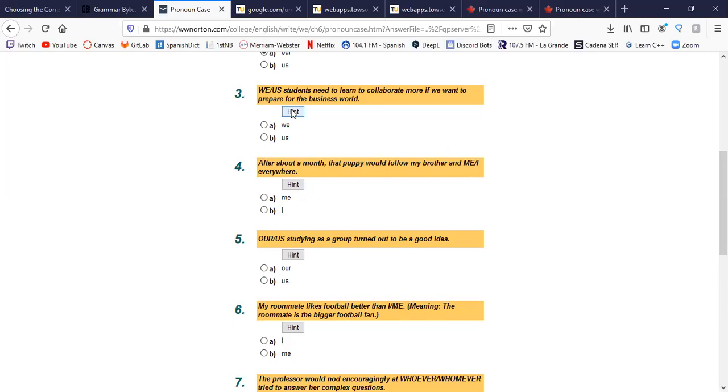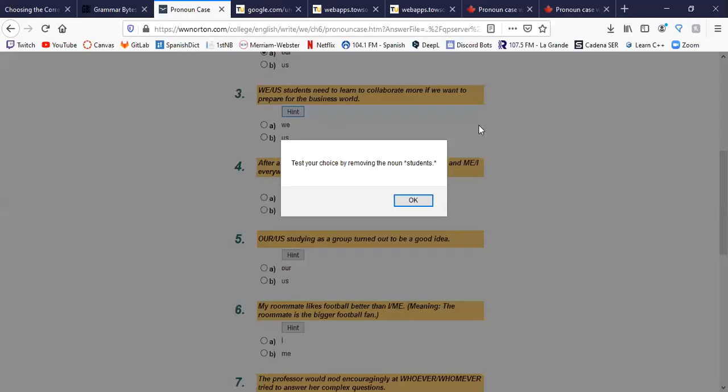Okay, so let's look at the hint. Test your choice by removing the noun students. Here I actually didn't mention this method. If you have something like we or us before a noun like this, remove the noun after we and us, and then you should have your answer. So that's actually a good trick. Again, pause the video and figure out the answer.